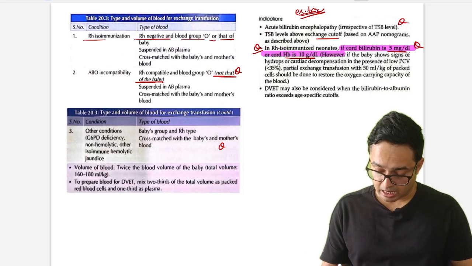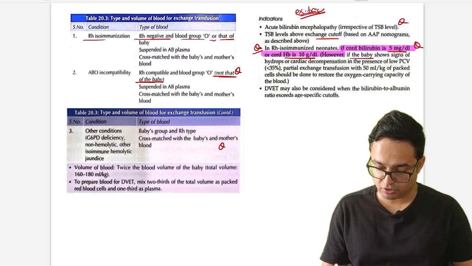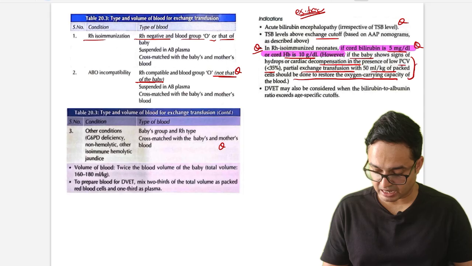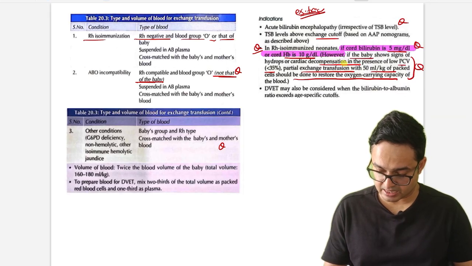However, this statement is very important. If the baby shows signs of hydrops or cardiac decompensation in the presence of low PCV less than 35, partial exchange transfusion with 50 ml per kg of packed cells should be done to restore the oxygen carrying capacity of blood. Mark this statement. This statement can be asked as a statement-based question.